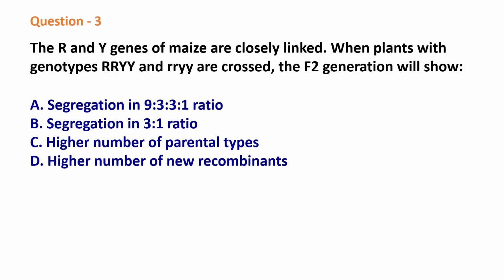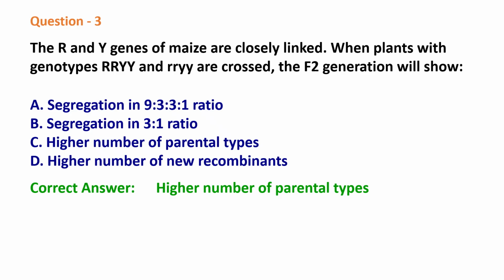Question 3. The capital R and capital Y genes of maize are closely linked. When plants with genotype capital R, capital R, capital Y, capital Y are crossed with small r, small r, small y, small y, the F2 generation will show: segregation in 9:3:3:1 ratio, segregation in 3:1 ratio, high number of parental types, or high number of new recombinants. The correct answer: high number of parental types.